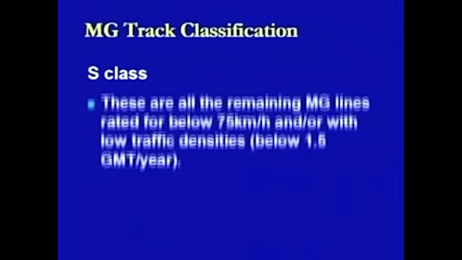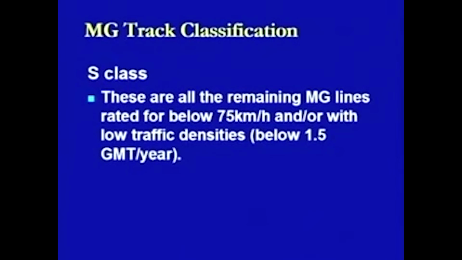Then there is another category which is termed as S class, where all the remaining meter gauge lines which are rated for below 75 kilometers per hour and or with low traffic densities, that is generally below 1.5 GMT per year, fall under this category. So they are all meter gauge track classifications.